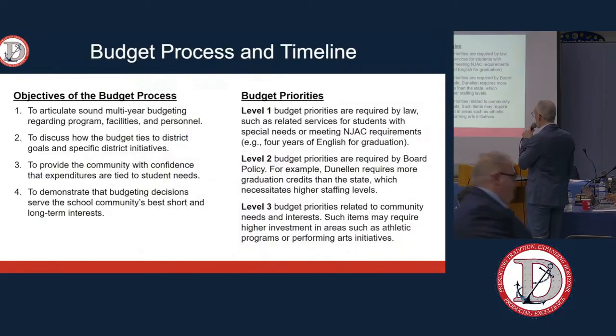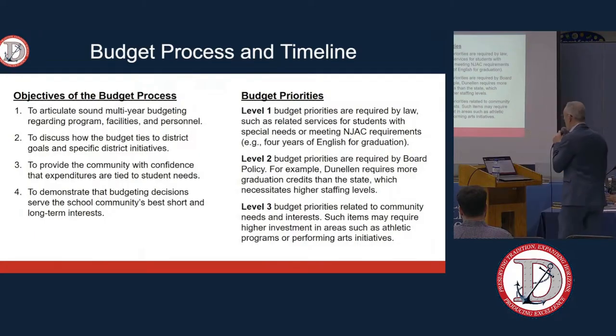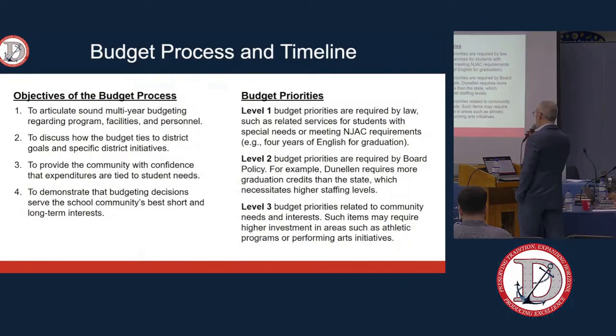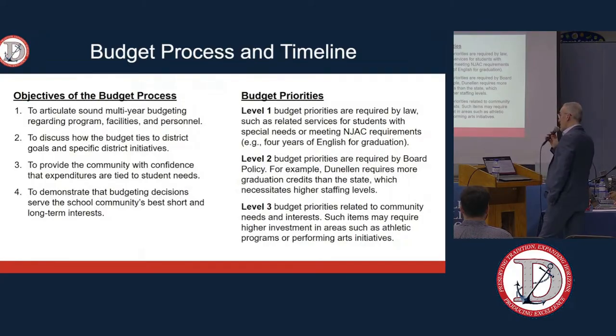So budget process and timeline. The objectives of the budget process is really about understanding short-term and long-term goals, how everything fits in with our objectives and our district goals, providing the confidence to the community that what we're spending money on is aligned to student needs, and then the demonstration that our budgeting needs will serve us not just next year, but then moving forward. We have 3 levels of budget priorities that we work on with our staff members and our budget managers.